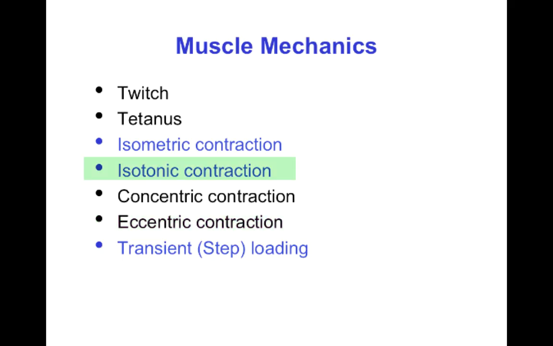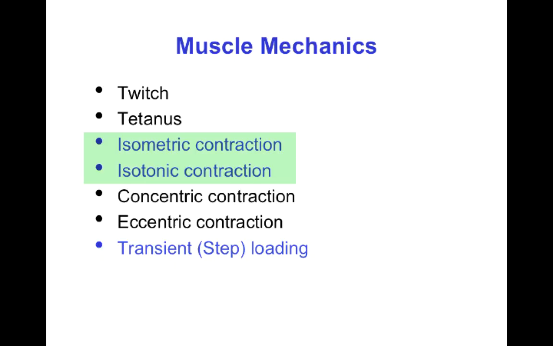Isotonic contraction refers to a contraction of the muscle when the force against which it's contracting is constant, in contrast to isometric, where the length is constant. These two conditions are highlighted in blue because those are also the main and simplest testing configurations for muscle mechanics. They nicely test the force generation on the one hand and the shortening capacity on the other.